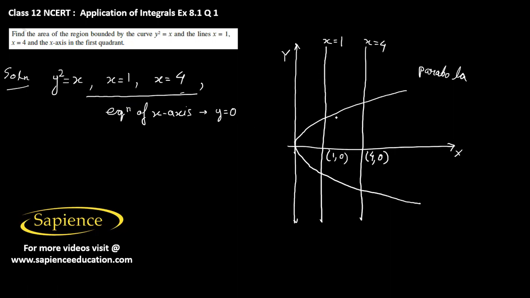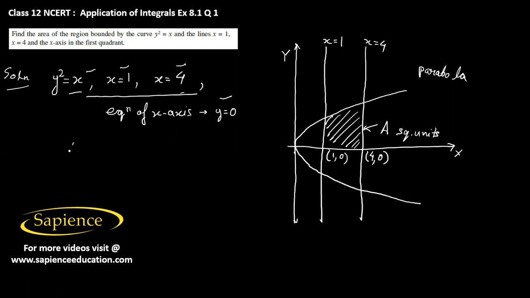So the region which is bounded by these four curves, meaning these three straight lines and this curve, will be obviously this region. Okay, so we need to find out the area of this part. So how to find it? We have to simply integrate. Let's say the area of this part, suppose it is A square units.